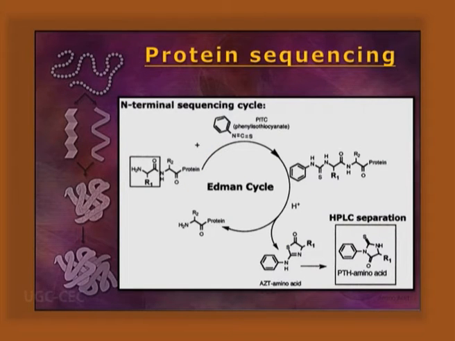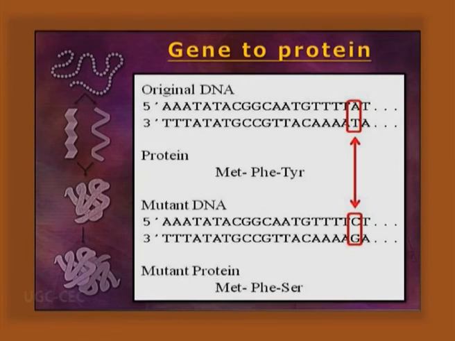Protein sequencing is now automated according to the Edman sequencing method using phenyl isothiocyanate. Gene to protein: we know that by translation from mRNA, the protein is made. But if any substitution or alteration happens in the gene sequence, it can be manifested in the protein structure. The mutation may be missense, where different amino acids are incorporated, or nonsense, where translation is prematurely stopped. So mutation gives rise to different protein structures.